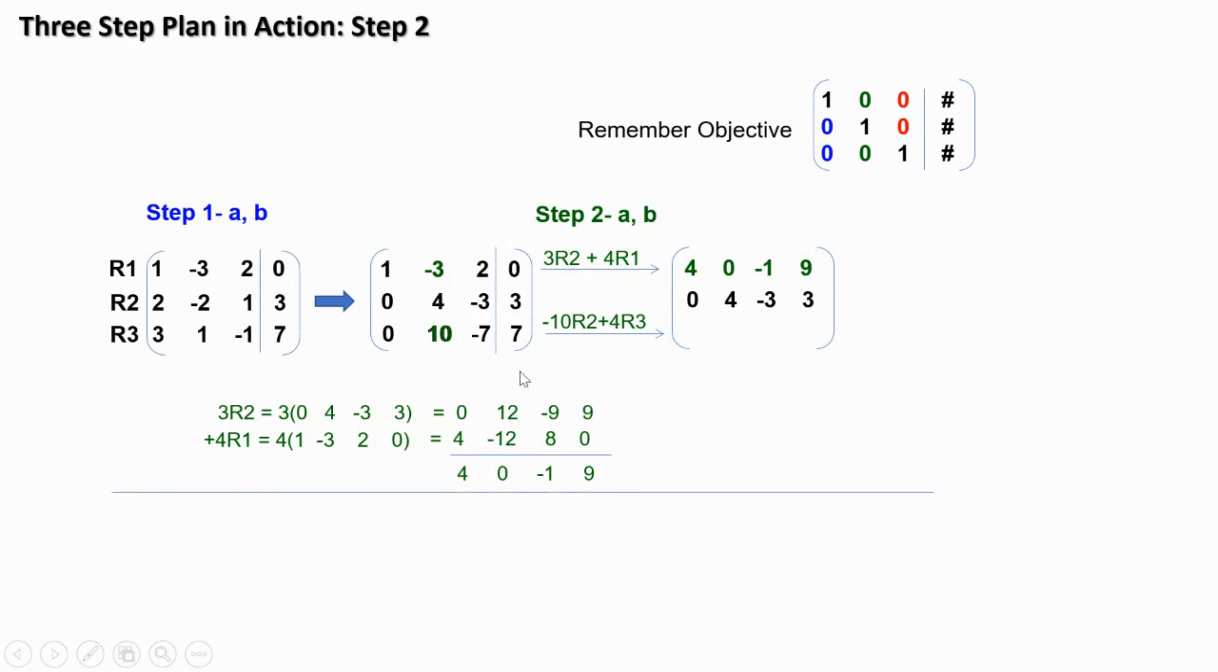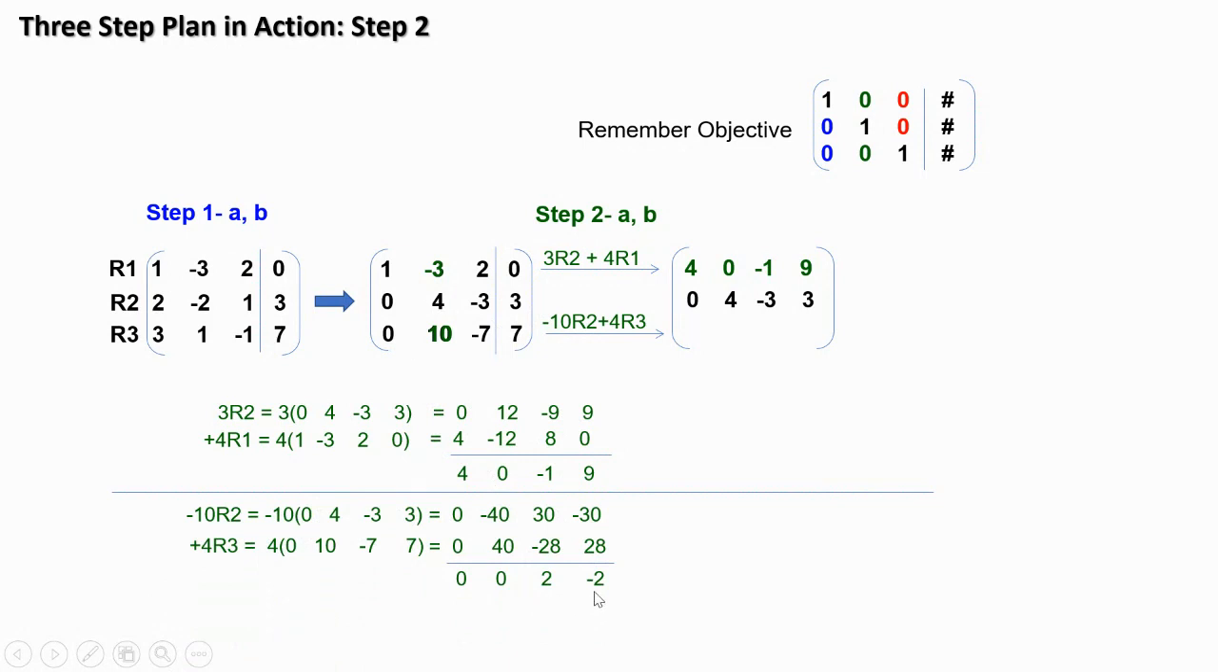Now I repeat the process by trying to eliminate the 10 in row 3. Okay. So -10 row 2 is -10, right? There's my -10, and there's my row 2, which is 0, 4, -3, 3. So after I distribute, I get 0, -40, 30, and -30. Plus 4 row 3, right, is going to be 4 times row 3. There's my row 3, which is 0, 10, -7, and 7. So after I distribute, I get 0, 40, -28, and 28. So we get 0, 0, 2, and -2.